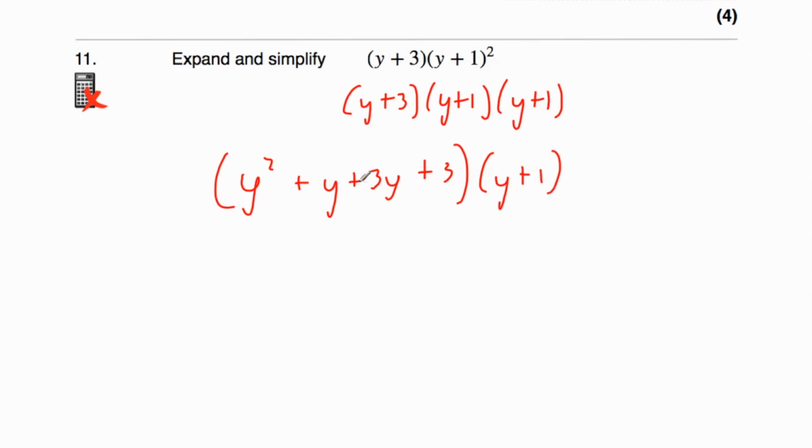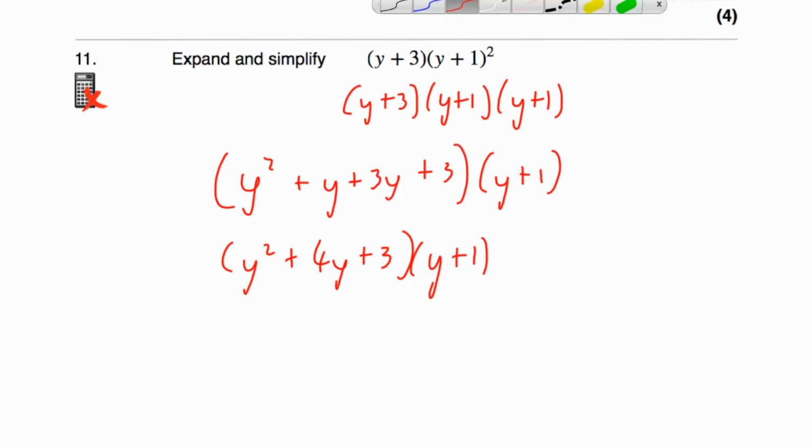Now let's simplify this bracket. We've got y plus 3y. That's going to be y squared plus 4y plus 3. And then we're timesing that by y plus 1. Now let's multiply that and see what we get.